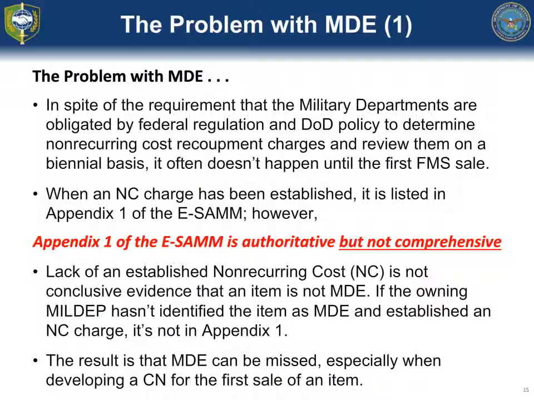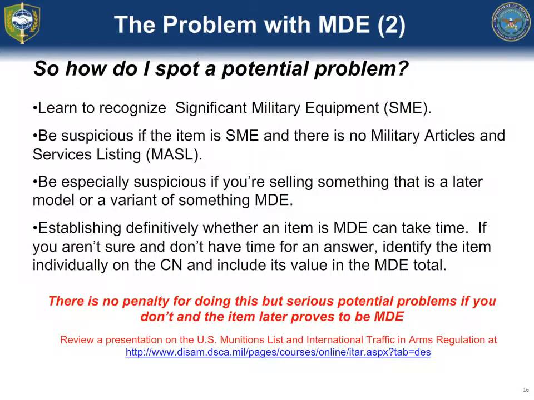But if it's not there, that doesn't mean it's not MDE, because lack of an NC charge is not conclusive evidence that it's not MDE. If the owning MILDEP hasn't identified it yet and established an NC charge, it's not in Appendix 1. And so MDE can be missed, especially when you're developing a congressional notification for the first sale of an item. So if I'm developing this draft CN, how do I learn to spot a potential problem?